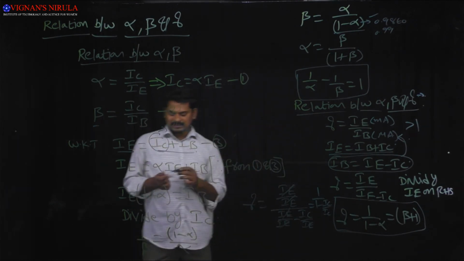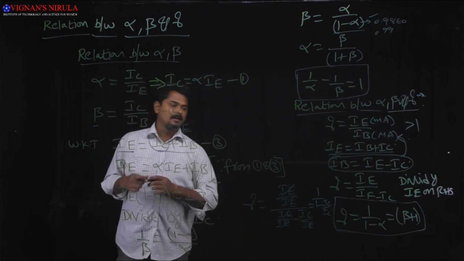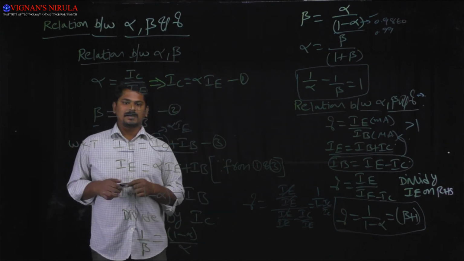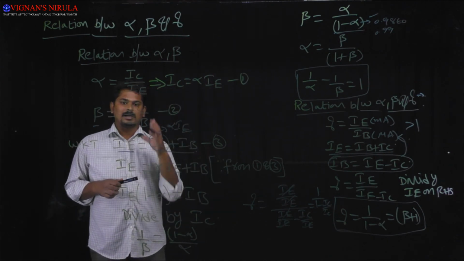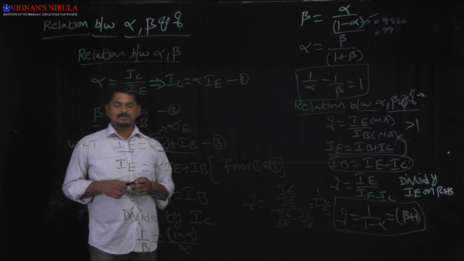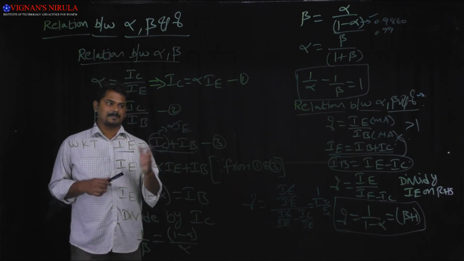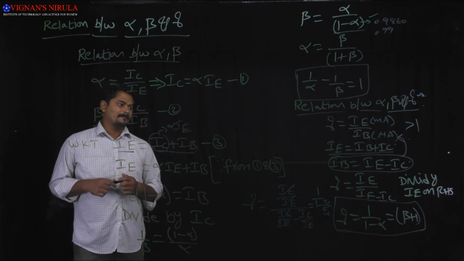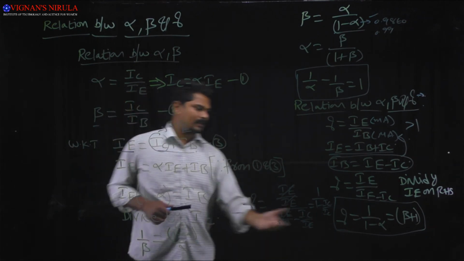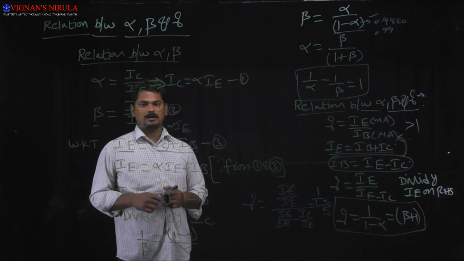And these relations between alpha, beta and gamma will be helpful in the design of a good BJT used for amplification purposes. And this is the relation between gamma, alpha and beta values.